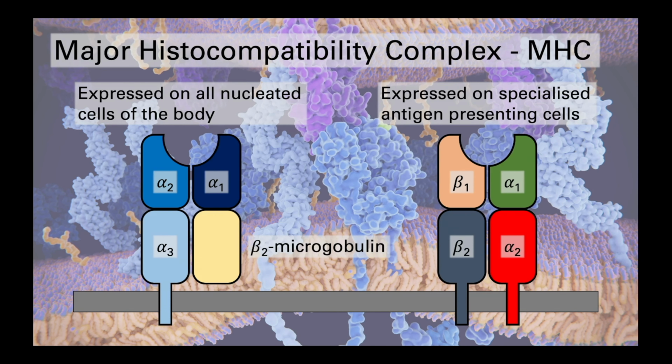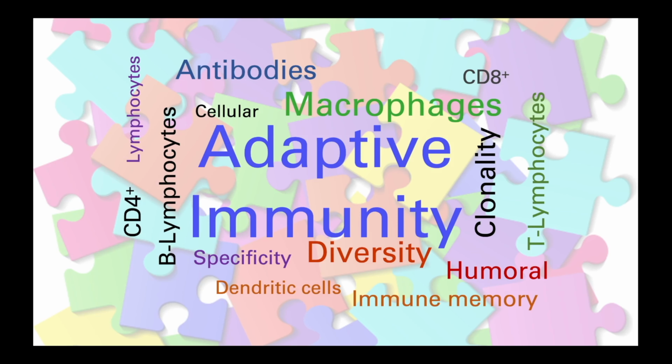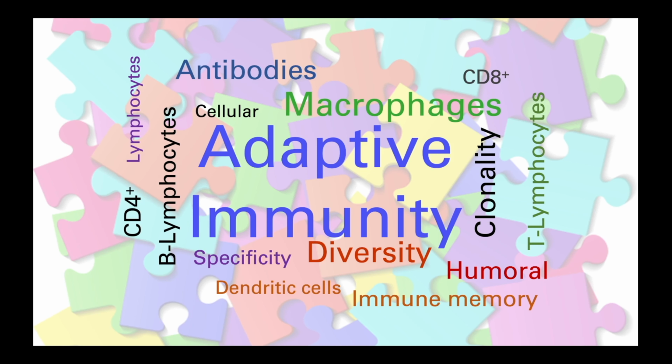So that is a brief introduction to the main features of the adaptive immune system. Of course, the precise processes that underpin this activation are a lot more complicated, and over the course of the next few videos, we will take a closer look at the roles of dendritic cells, T and B lymphocytes, to build up a much better picture of adaptive immunity.